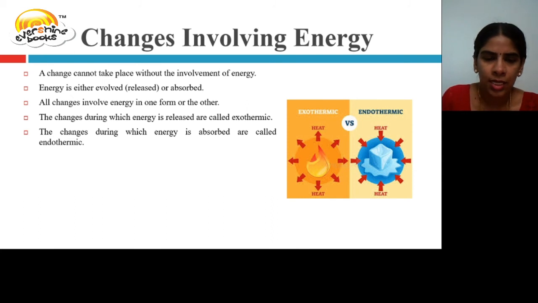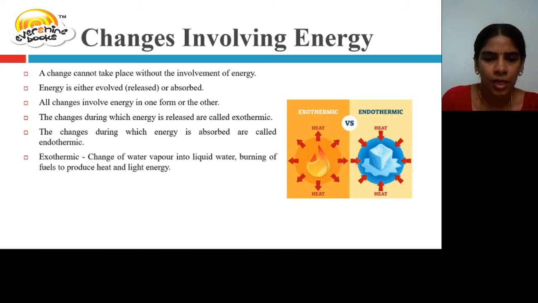When the energy is released in the form of heat, we call it exothermic. When the energy is absorbed in the form of heat, it is known as an endothermic reaction. When heat energy is released, we call it exothermic. Exothermic examples: change of water vapor into liquid water, burning of fuels to produce heat and light energy.